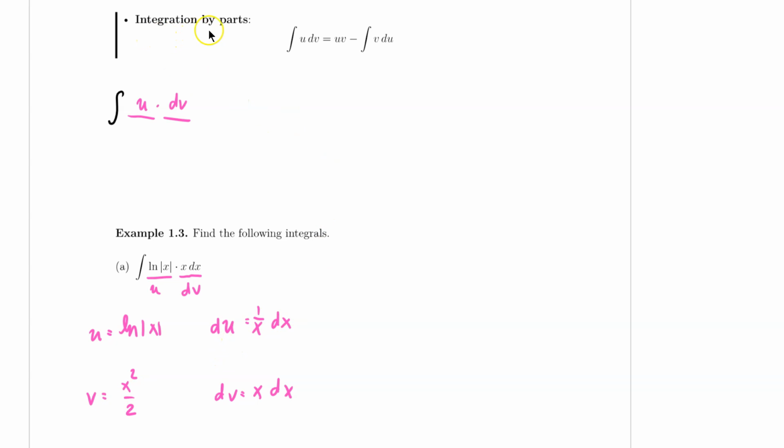So from integration by parts, I have the integral of u dv, and this has to equal u times v minus the integral of v du. Let me now plug things in. My u is log of absolute value of x, so I have my u times my v. My v is x squared over 2. Then minus the integral of v du. My v is x squared over 2 now, and my du is 1 over x dx.